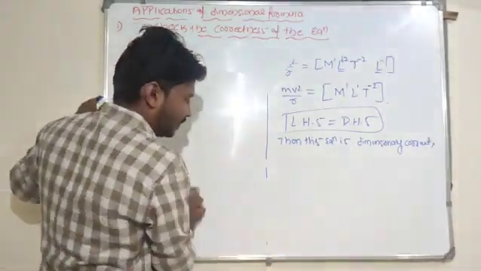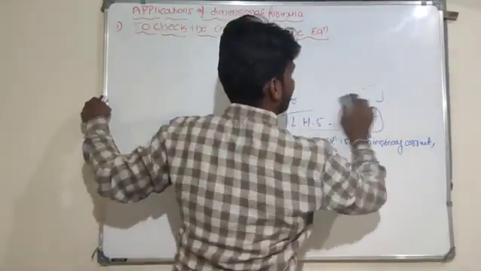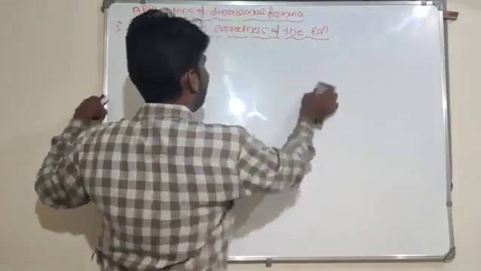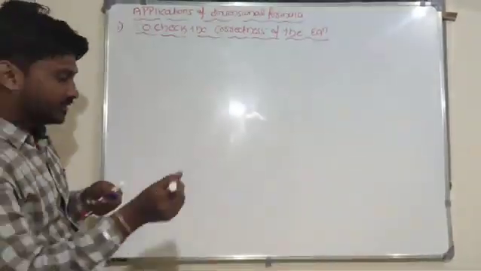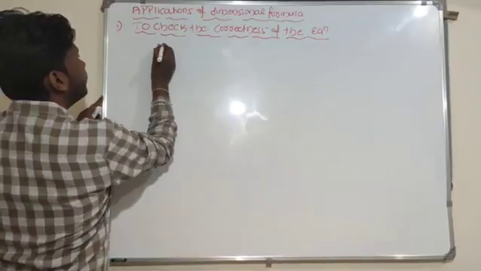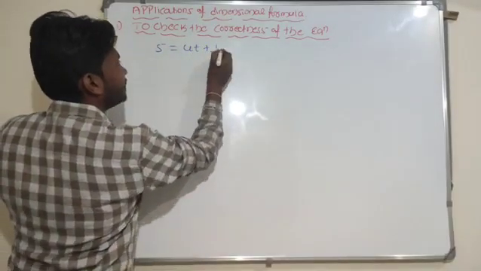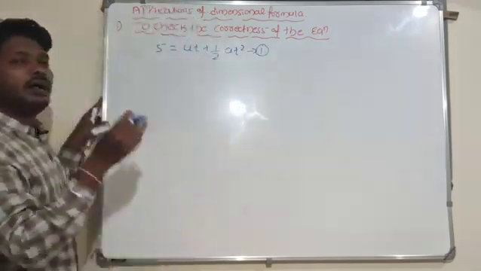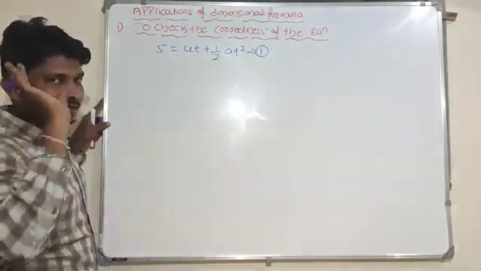S is equal to ut plus half of a into t squared. In the bridge course classes, we derived that equation by the graphical method. So I will make use of that equation here. Listen here. I will give you one equation: S is equal to ut plus half of a into t squared. Now your duty is to verify whether this equation is dimensionally correct or not.